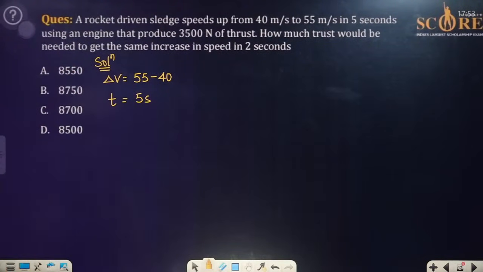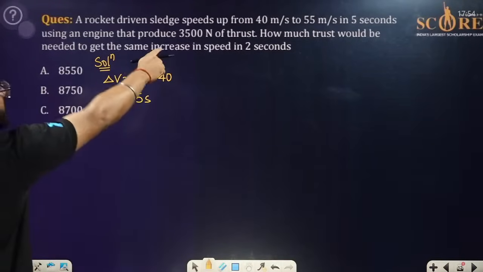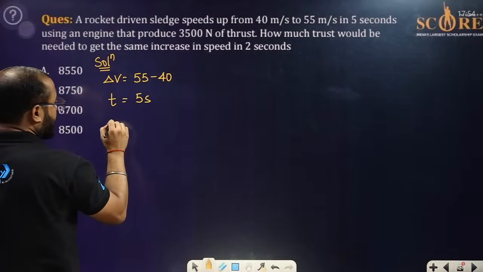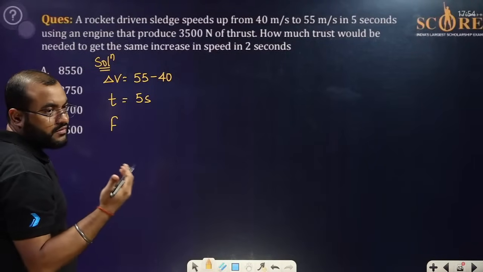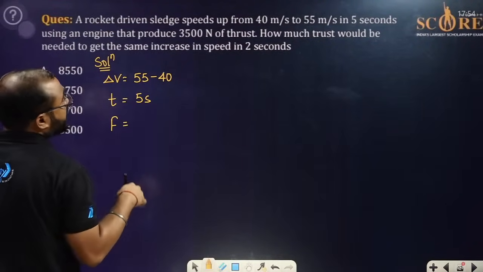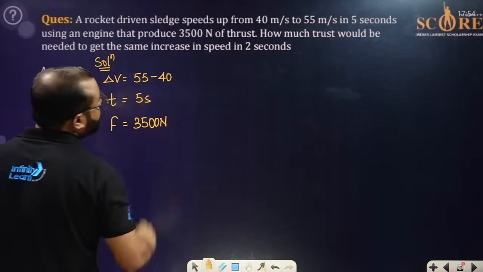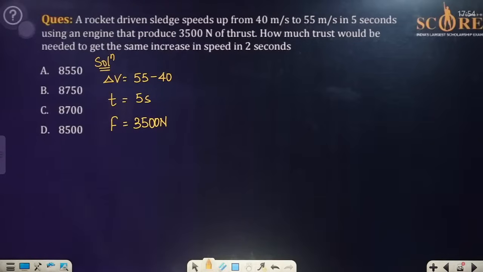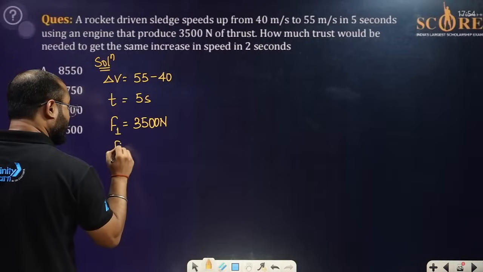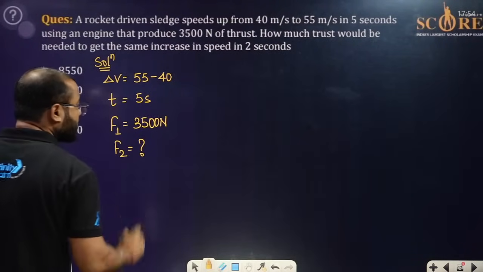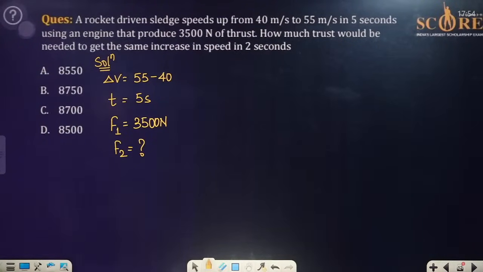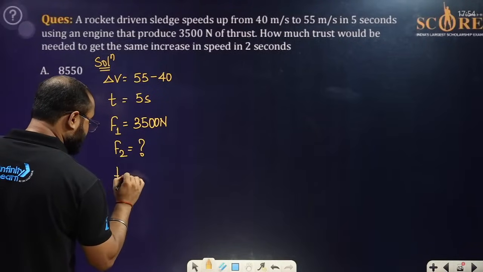Using an engine that produces how much thrust? The engine is producing F. When we talk about thrust, it is nothing but force. So the thrust used is 3500 Newton. Suppose this is F1, then we have to find F2. How much thrust would be needed to get the same increase in speed in 2 seconds? So instead of 5, the time is now 2.